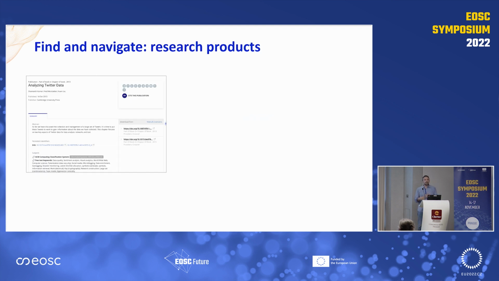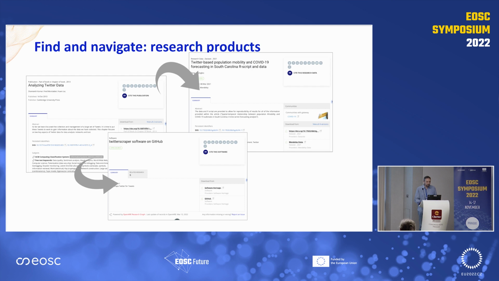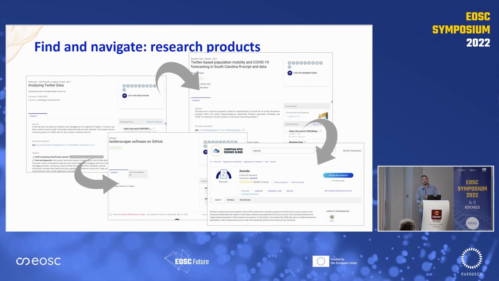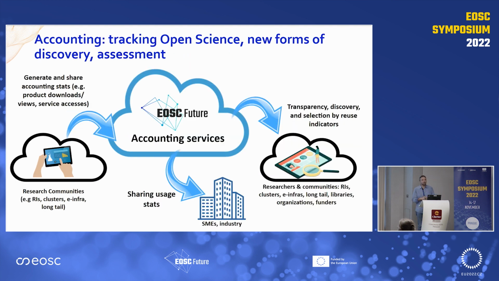We can, of course, find and navigate through the research products because we are building this network. So from a paper, we can fly to the research data, we can move to the software, we can move to the underlying services. So that's another important aspect. We can report to funders. So another added value of the onboarding is the fact that once your resources are onboarded into the EOSC Resource Catalogue, this will be visible through many other services, from the Commission portal for reporting to Scival, Scopus, ORCID, and of course our services for Discovery, Marketplace, and Explore.